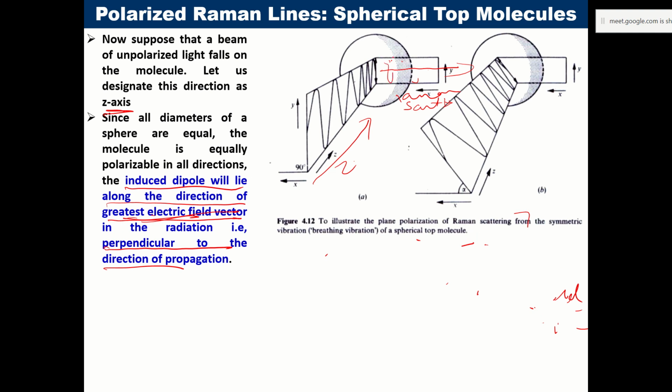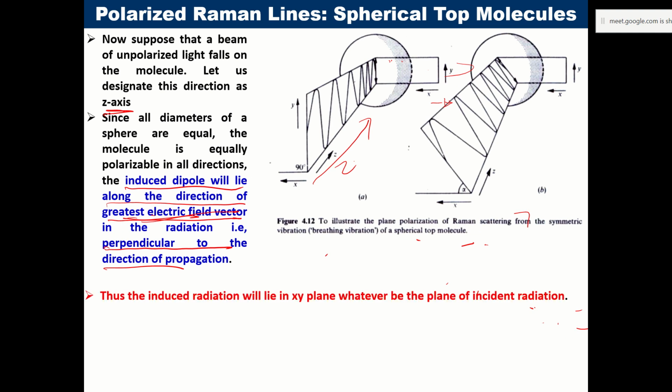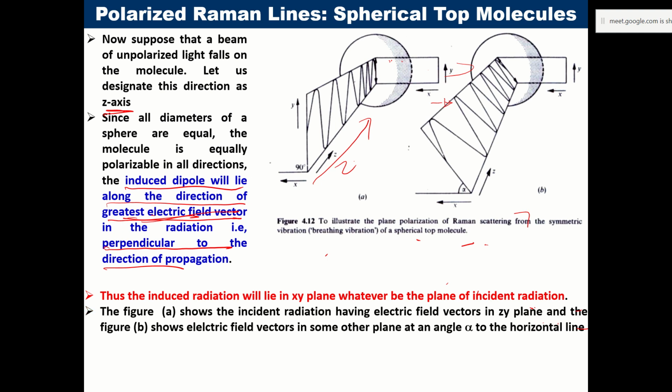So when we look at this oscillating direction, the scattering observed at a 90 degree angle will be contained in the xy plane. So that means you have plane polarized light. If the direction is limited to one plane, that is plane polarized light. So the induced radiation will lie in the xy plane, whatever be the plane of the incident radiation.